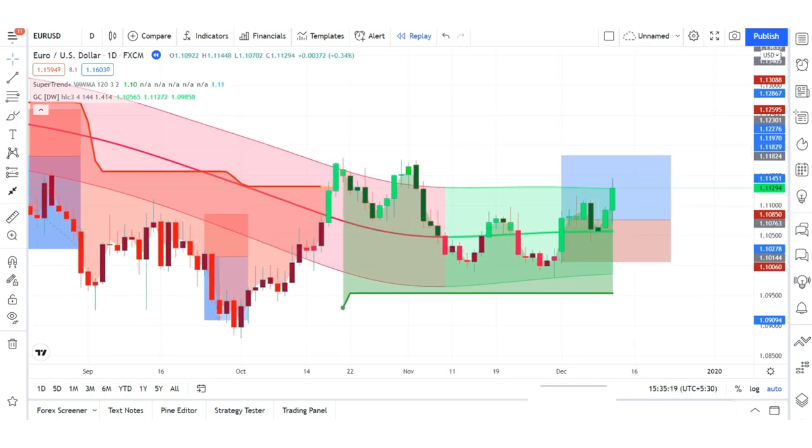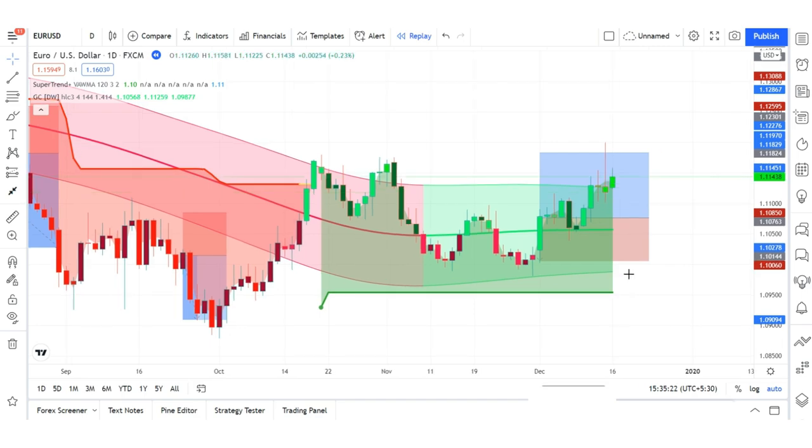Our trade is running in profit. We have won the trade. Let's find the next trade.